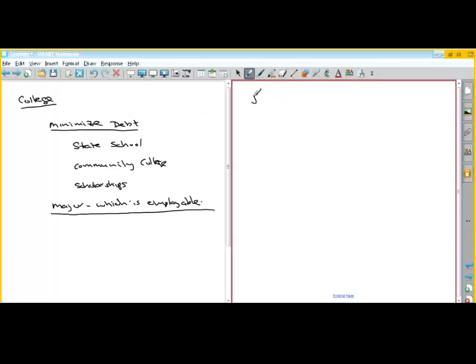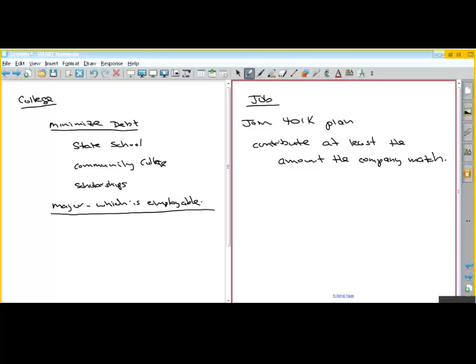You probably heard those before, but the second thing is, okay, so you get a job, and most every company these days offers a 401k plan, so I'd say join the 401k plan. Contribute at least the amount the company matches, which a lot of times these days is 6%. So if you save 6%, the company will match 6%. You're saving 12% a year.